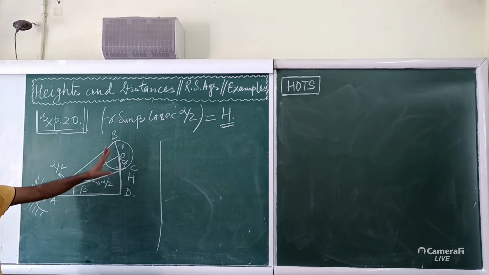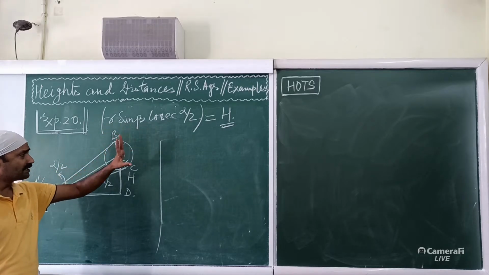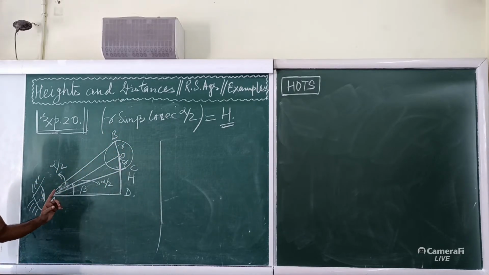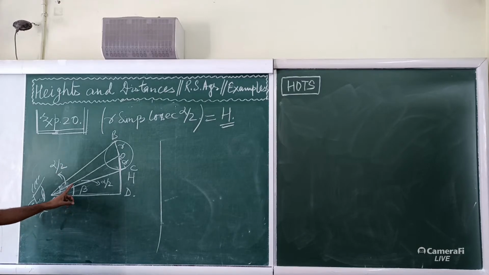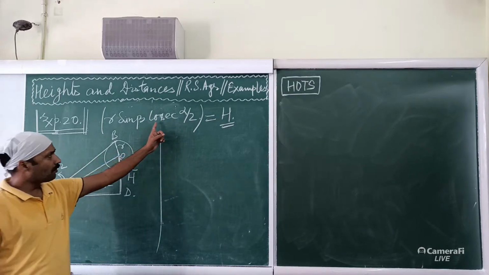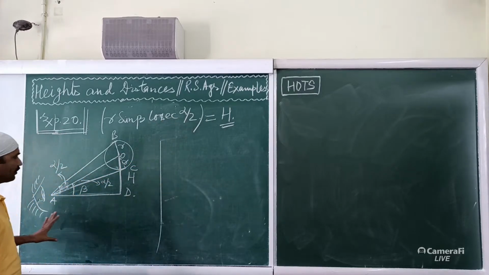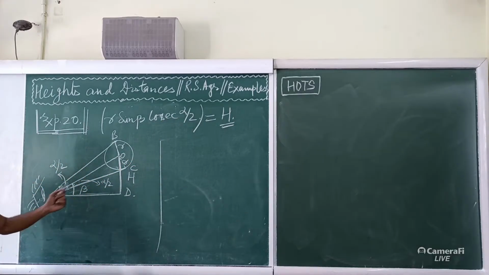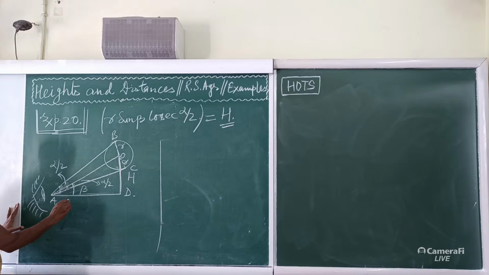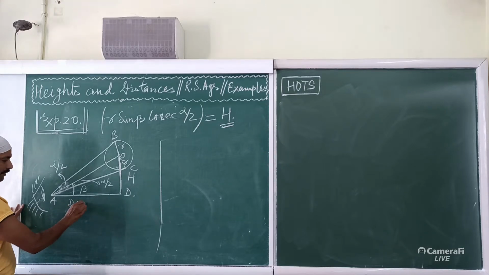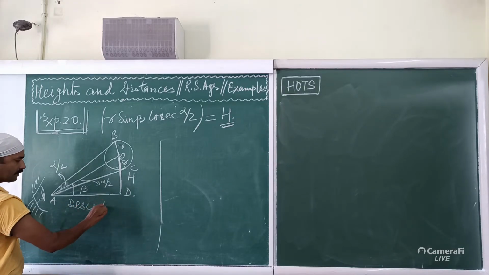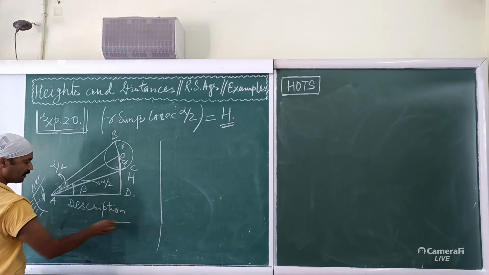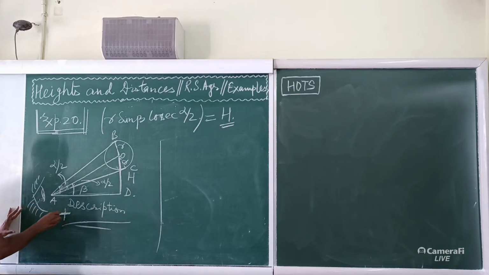Now radius and radius. R sin beta. See, sin beta, here angle beta. After that, cosec alpha by 2. Cosec alpha by 2 you may find in this triangle or this triangle. Okay, you must describe the diagram. After description you will do. Description must add.